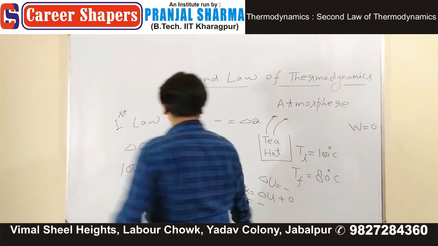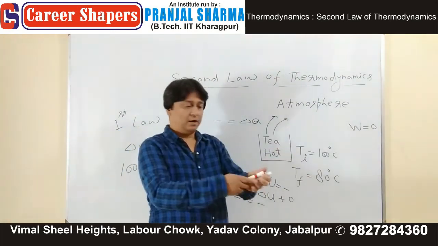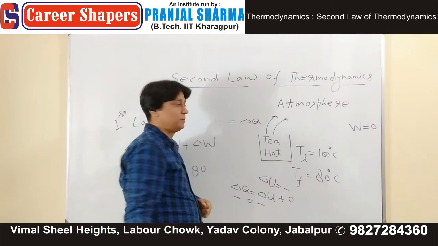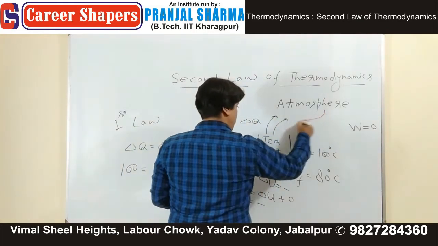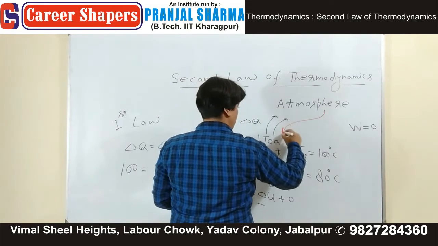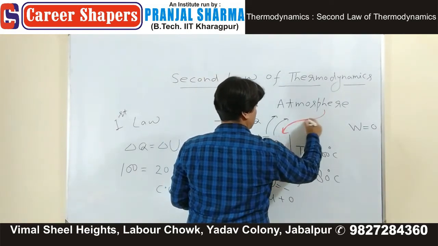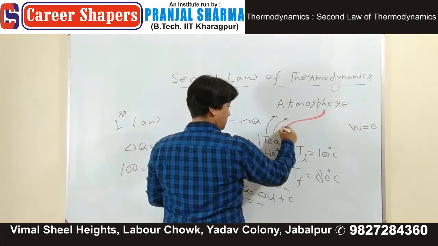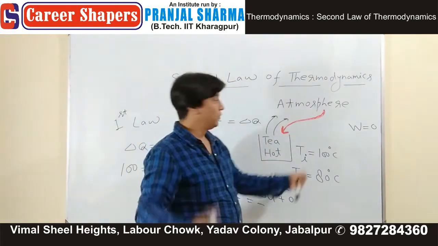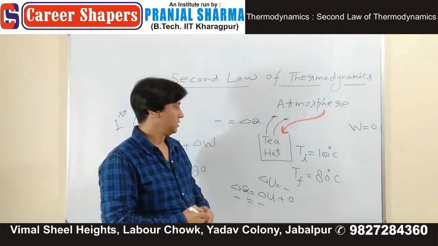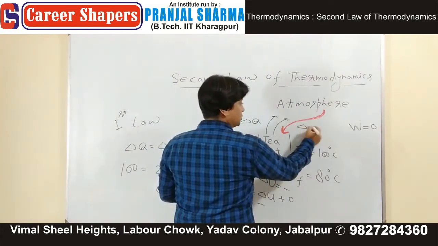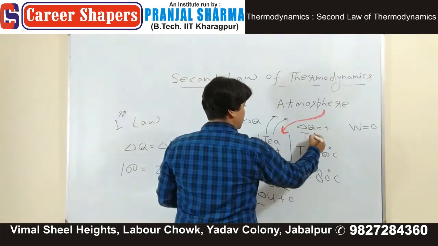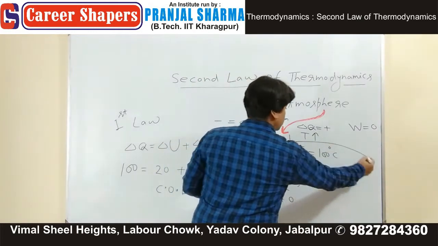But now suppose you say that a reverse flow of energy takes place from the atmosphere to the cup of tea. If I say that heat is flowing in this direction, shown with this red arrow, if heat flows from atmosphere into the cup of tea, then what would you say? In that case, you are going to say that delta Q is what? Positive. If delta Q is positive, then the temperature of this cup of tea is going to increase.